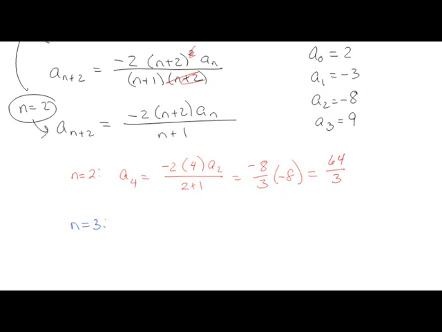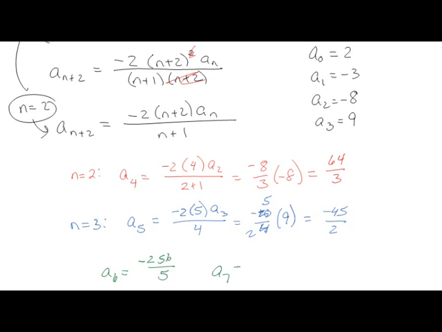So n equals 3. I'll plug this in again. So that gives me a sub 5. N equals 3, that's 5. A sub 3. 3 plus 1 is 4. So negative 10 fourths times a3, which was 9. So I've got negative 45 over 2. And if I keep doing this over and over again, I get that a6 is equal to negative 256 over 5, and that a7 is 105 over 2. And you're like, yay, I answered the problem. I have no idea what I did, but I answered the problem.